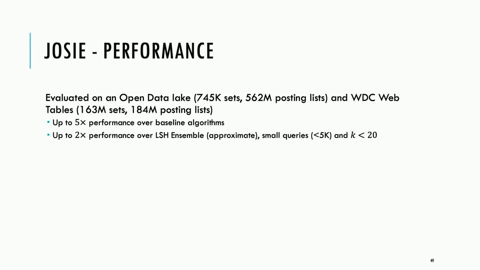We evaluate JOSIE on 2 benchmarks, the open data and web tables. And we observe very good performance, up to 5 times over the baseline of the exact algorithms. I think the other interesting bit is that it can get up to 2 times performance over our search ensemble when using the decreasing threshold hack. But the catch is it only worked well for small queries. Actually, it's not that small. The query is under 5,000 different values, and small k, so k under 20. But I think it's reasonable because most of the time, users won't look beyond 10.